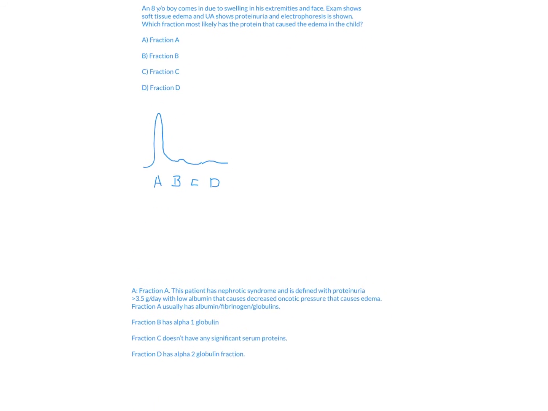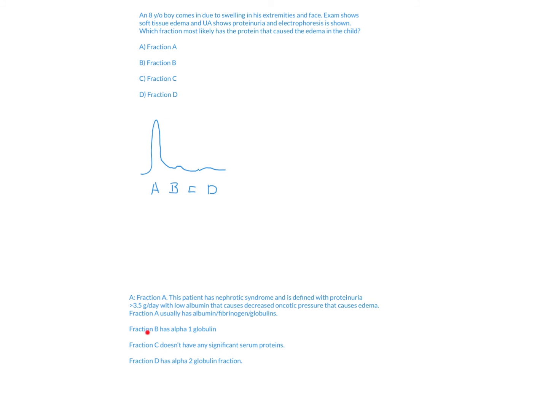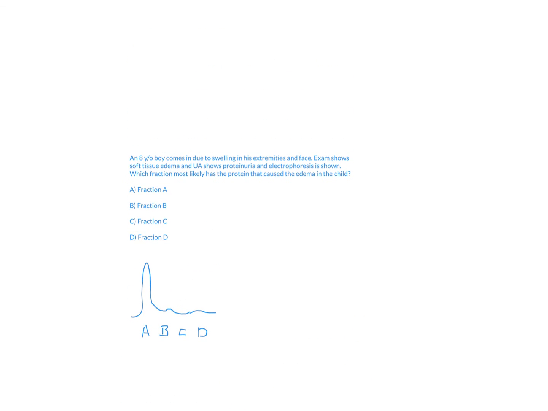And so for the other ones, fraction B is going to have alpha-1 globulin, fraction C doesn't really have anything significant, and then fraction D is going to have alpha-2 globulin fraction. So really the biggest one is going to be fraction A, the most important.